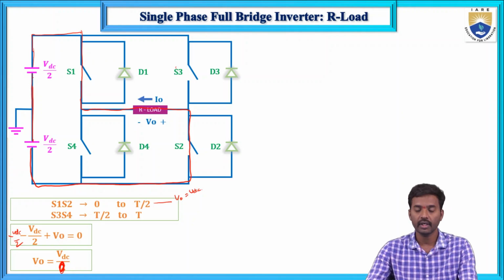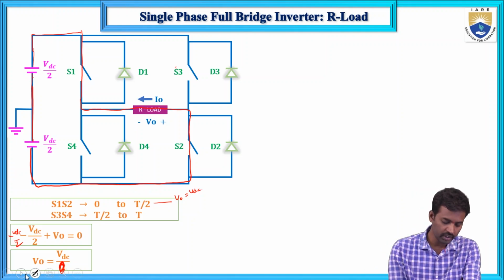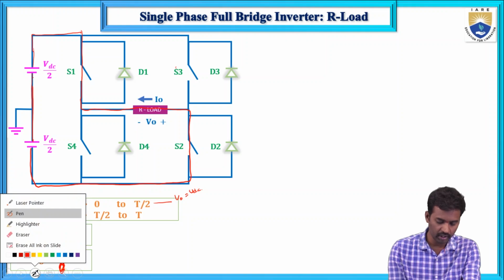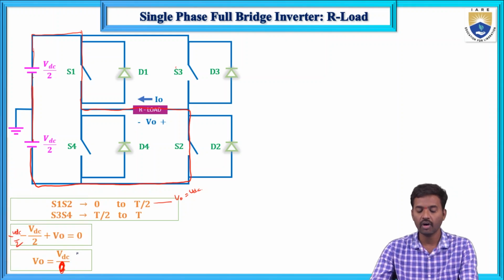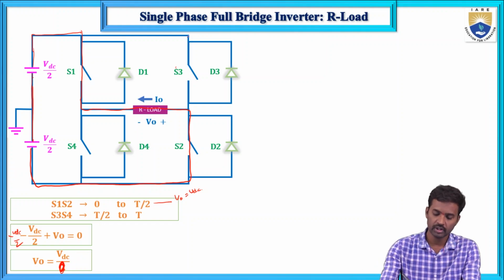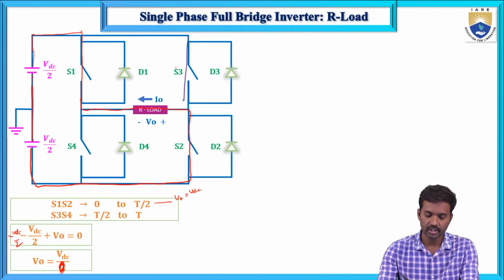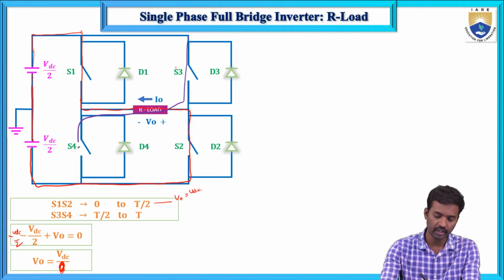Now again in the second half cycle, let me change the color over here. Here in the second half cycle, S3 and S4 thyristors will conduct. So this is the S3, it will be connected like this.